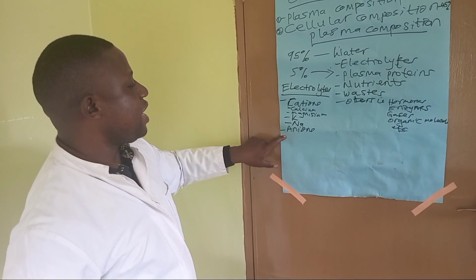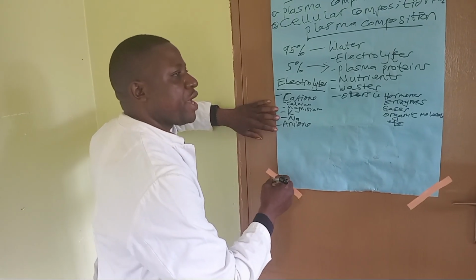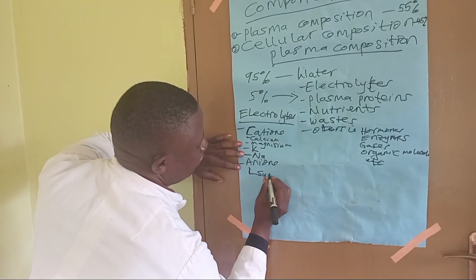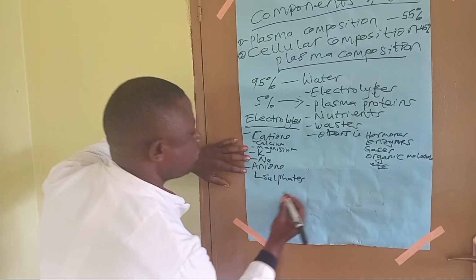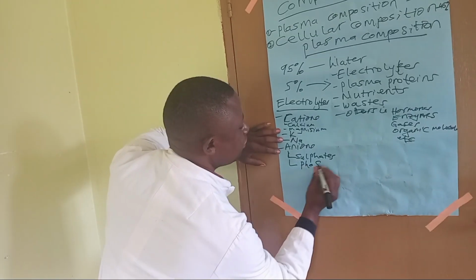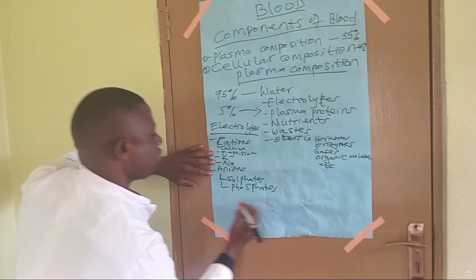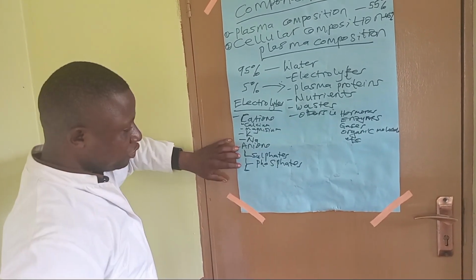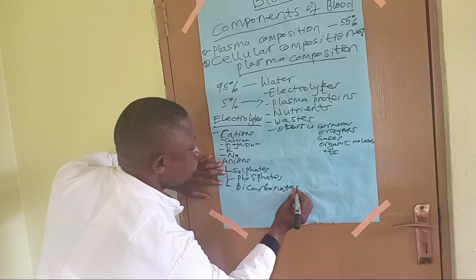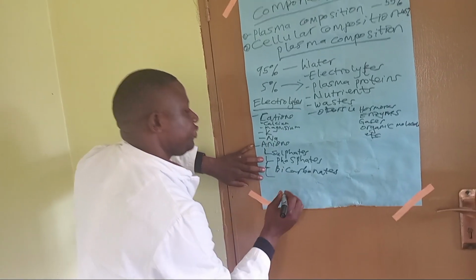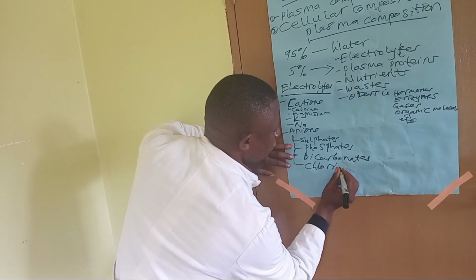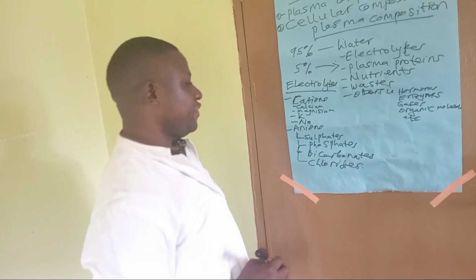Then under the anions, here we have sulfates, we have the phosphates, we have the bicarbonates, we have also the chlorides.